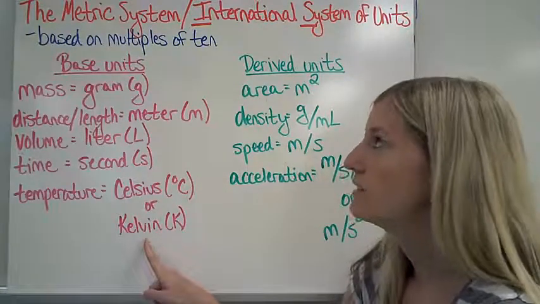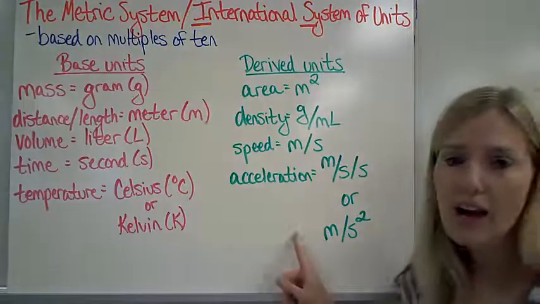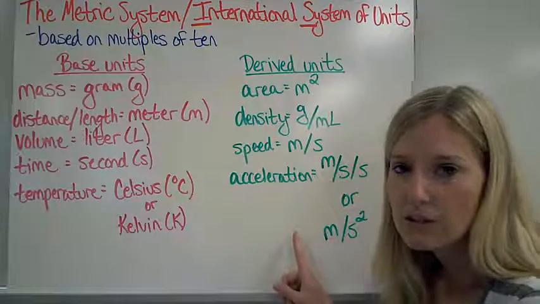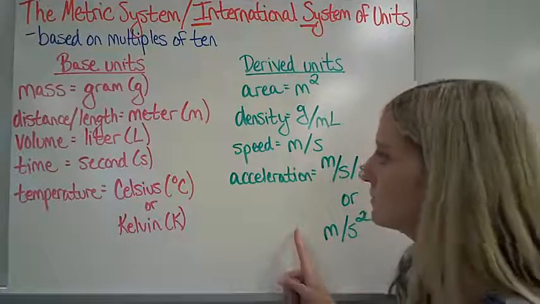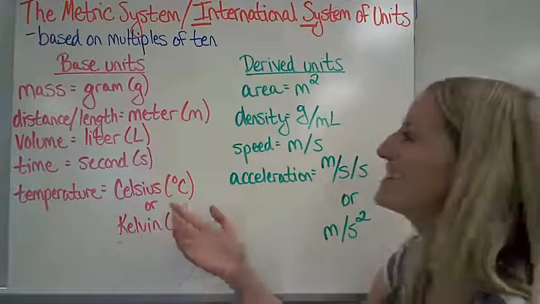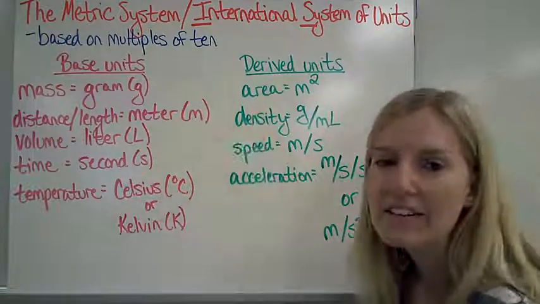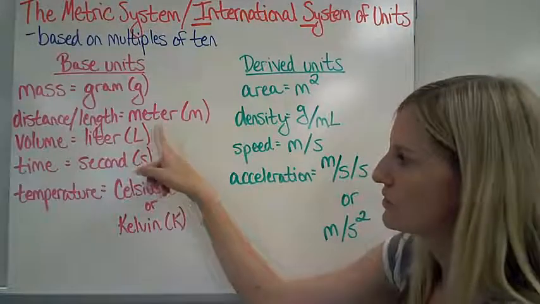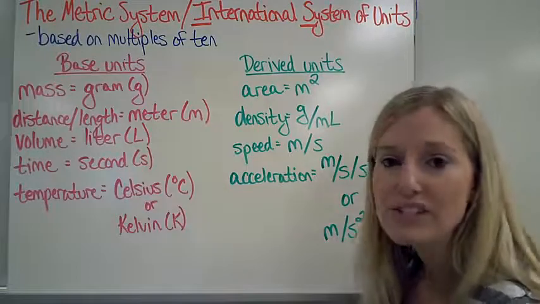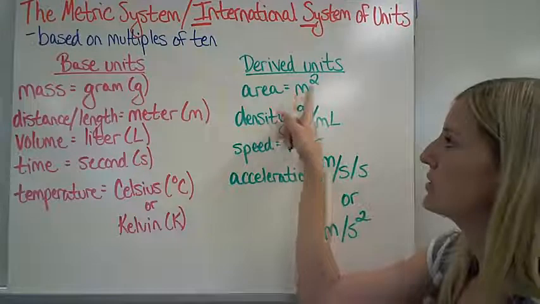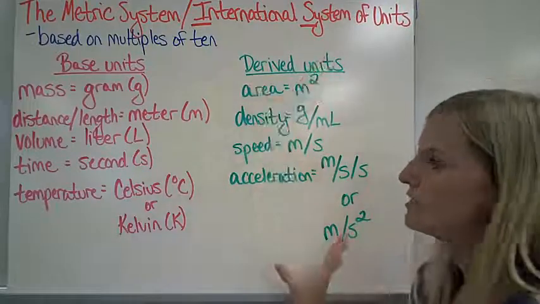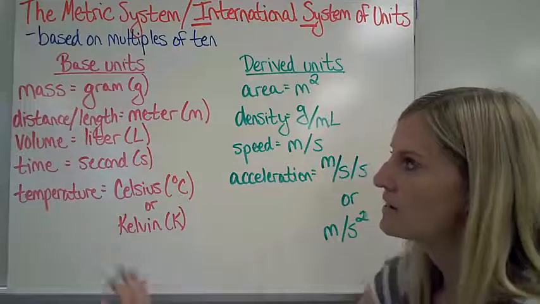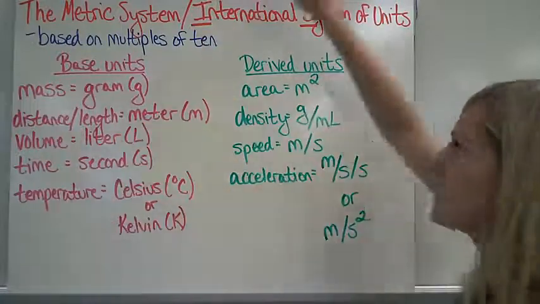From the base units, we get what we call derived units. We get these units from the base units. So, for example, if I'm figuring out the area of something, I take its length times its width. Well, length is measured in meters. So I would have meters times meters, which gives you meters squared. So all of these come from a combination of my base units.